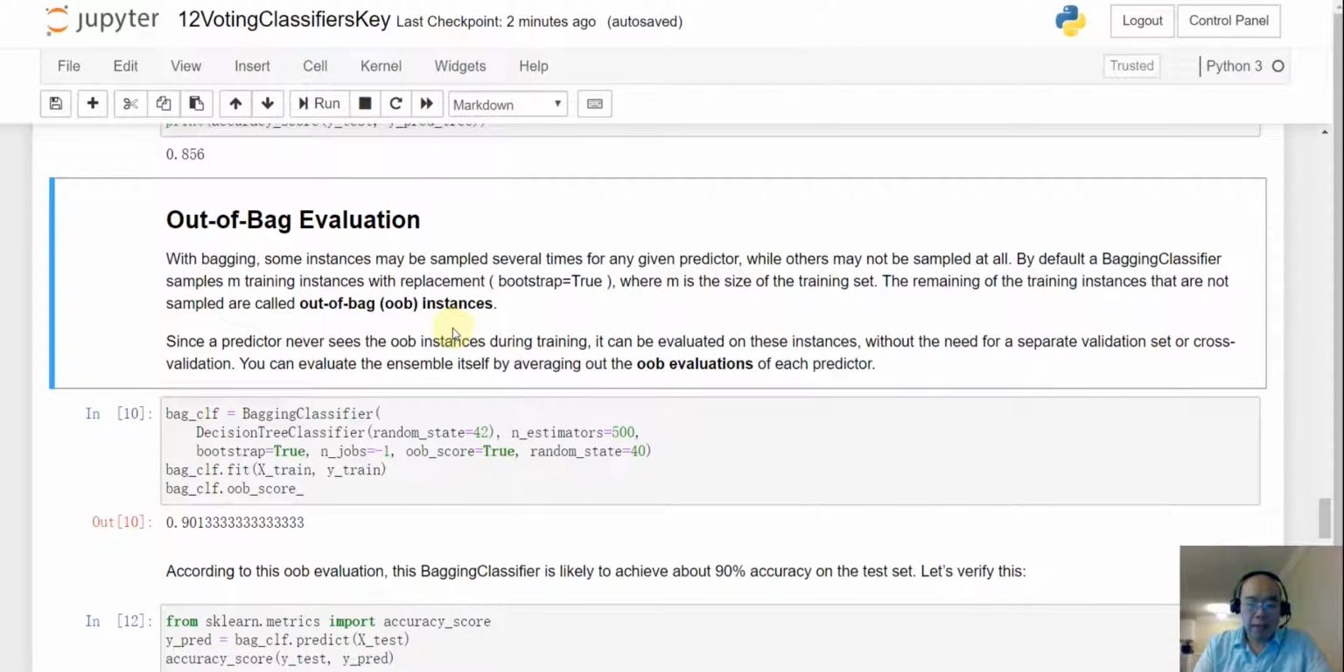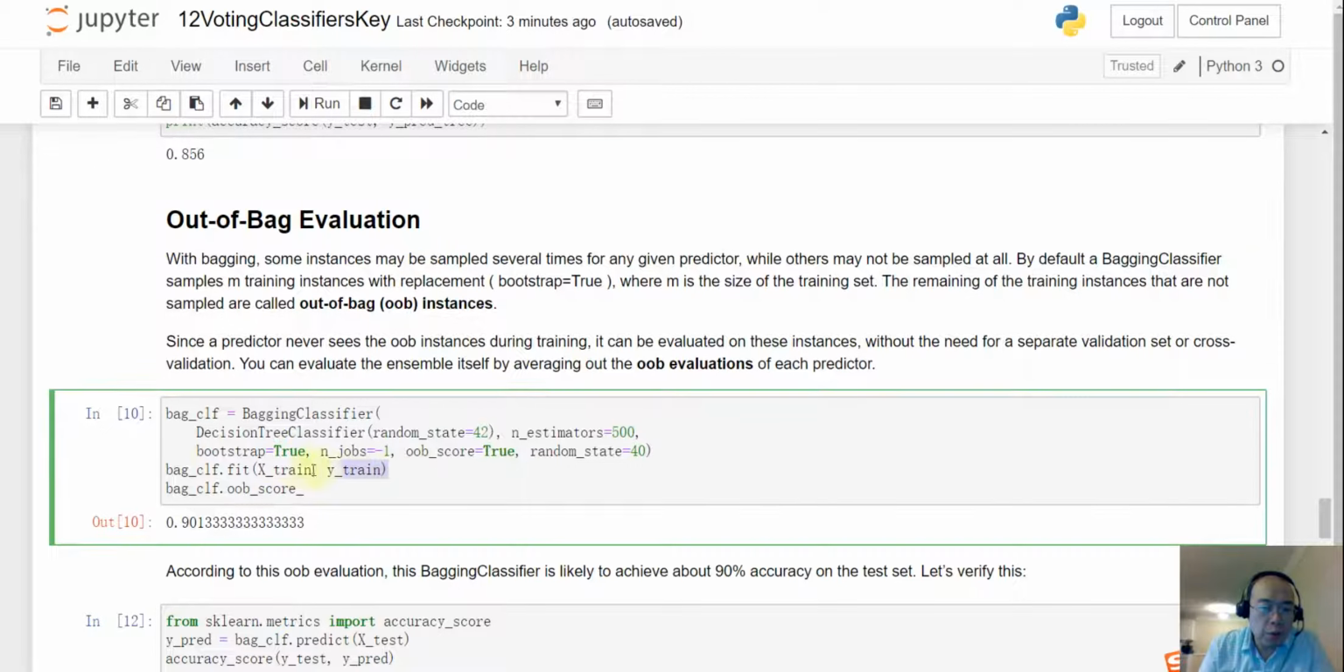Okay, the next topic is out of bag evaluation. When we are doing the bagging classifiers, remember we are drawing some of the samples from the training set. Even though it seems that we are using the training set X train and Y train for the training, remember we are only using a subset of the samples. For the other samples we didn't draw from the training set, they have not been seen by the classifier.